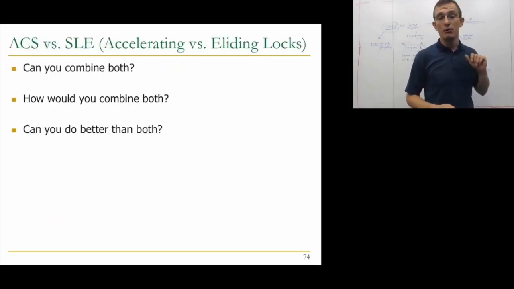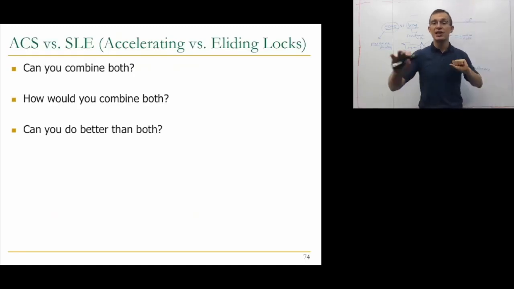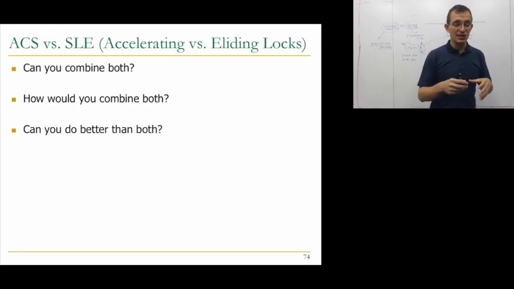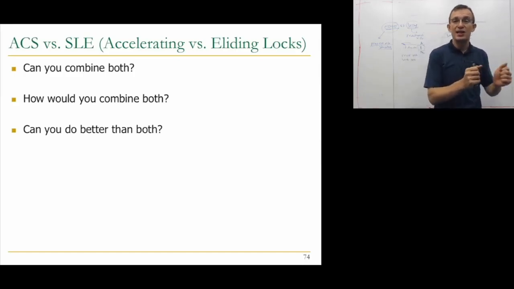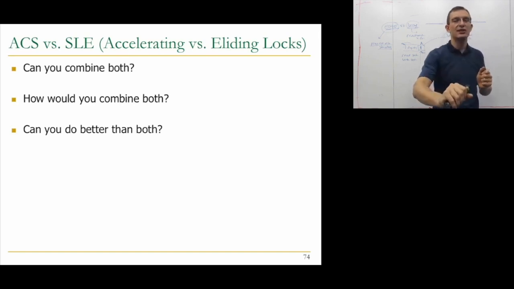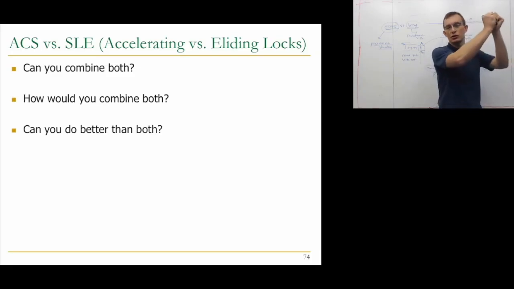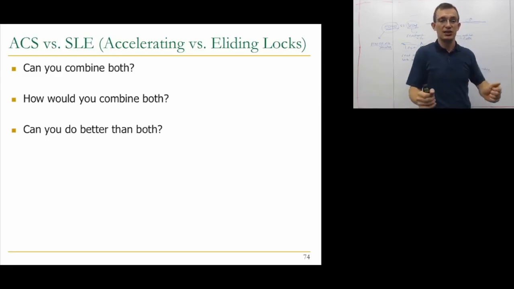Can you do better than both? How do you actually decide whether to accelerate a lock or elide a lock? For example, I'll give you a hint. If you can predict when you get to the lock whether you will have a data conflict, and the outcome of that prediction is yes, it's likely that if I elide this critical section, I'll have a data conflict. And if it's on the critical path, then you ship it to the large core, right? Because it's important. It's a bottleneck critical section.